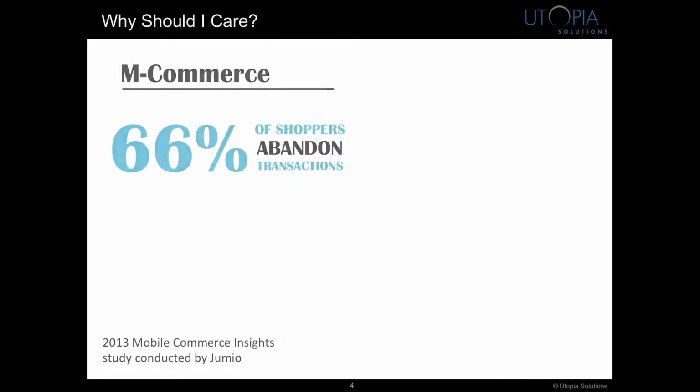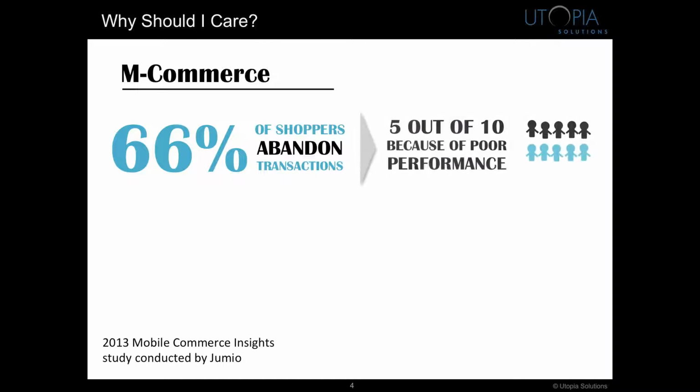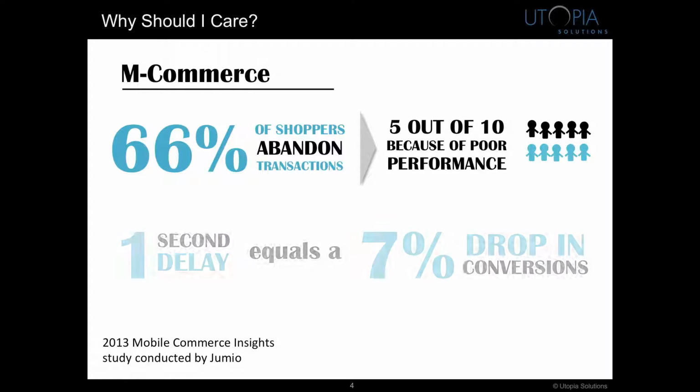Well, looking at some statistics from mobile commerce, about 66% of shoppers abandon their transactions, and 50% of those abandoned transactions are due to poor performance. A 1-second delay equals a 7% drop in conversions, and that can translate for a high-volume retail site into millions of dollars. And this is all from a 2013 Mobile Commerce Insights study conducted by Jumio.